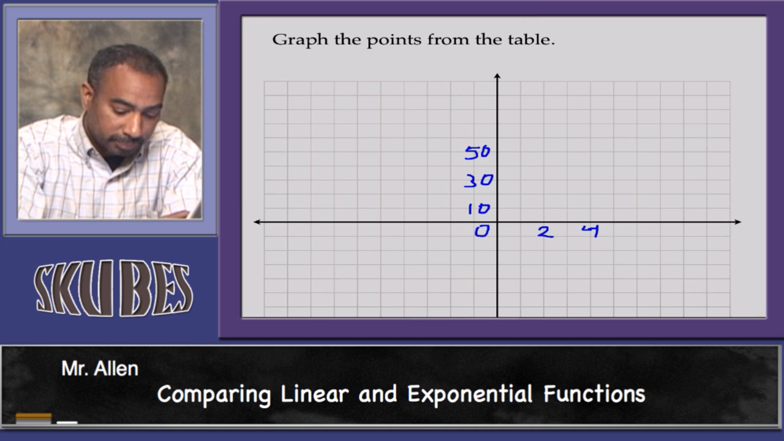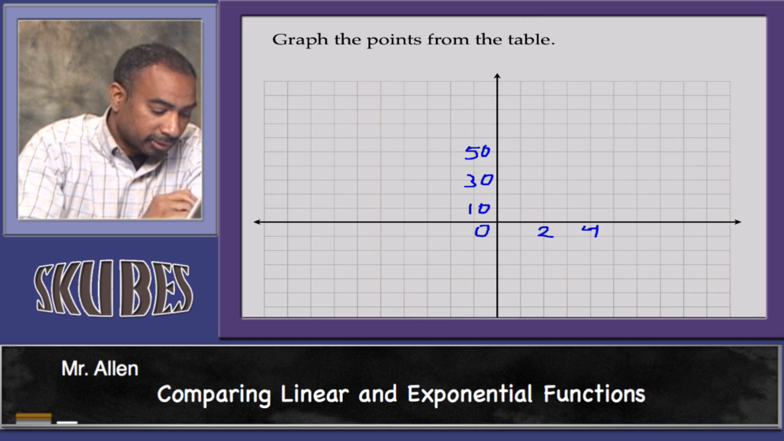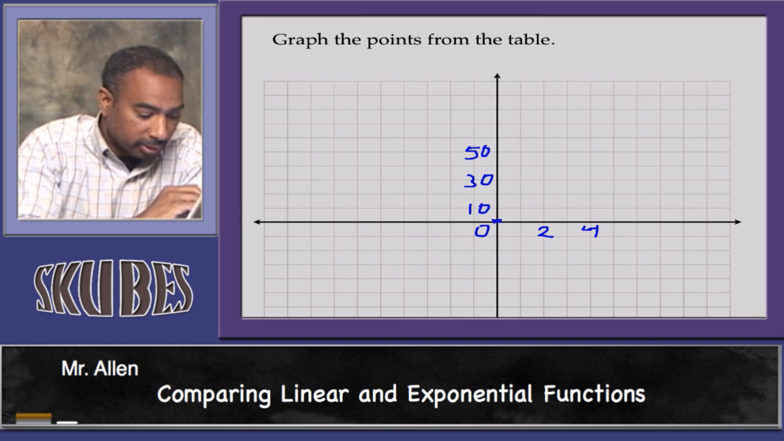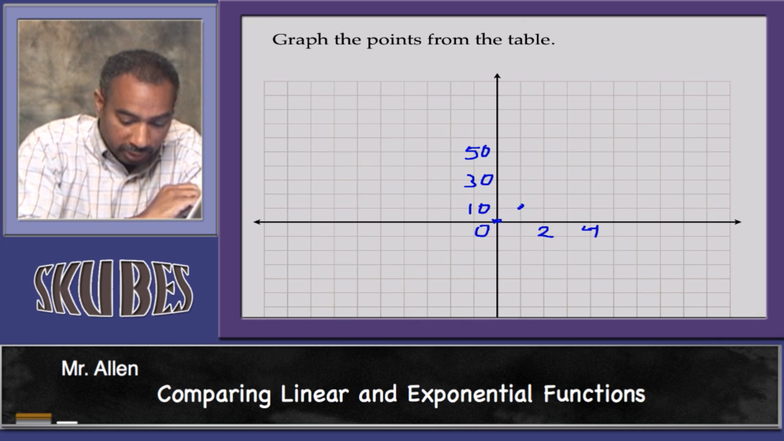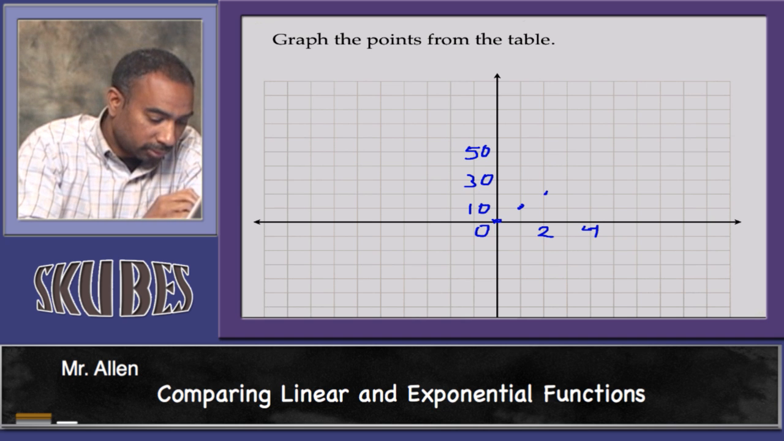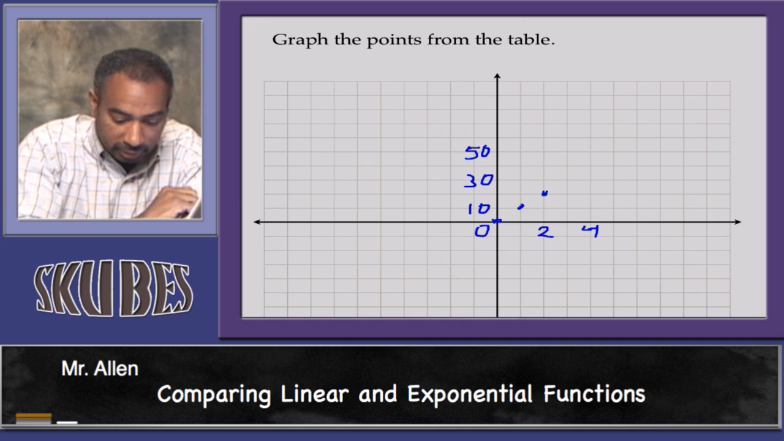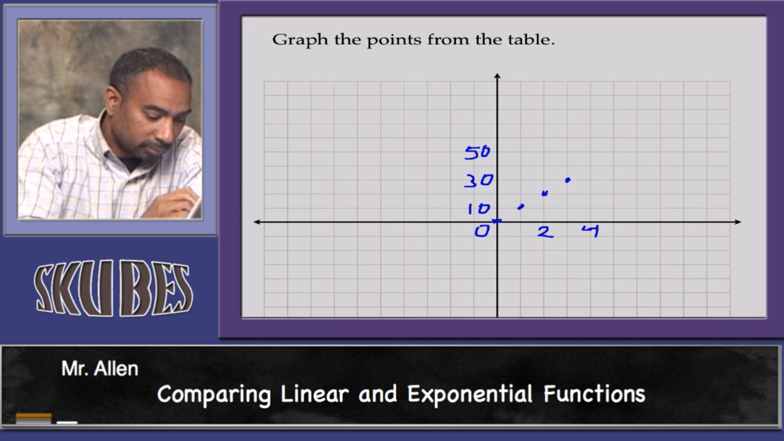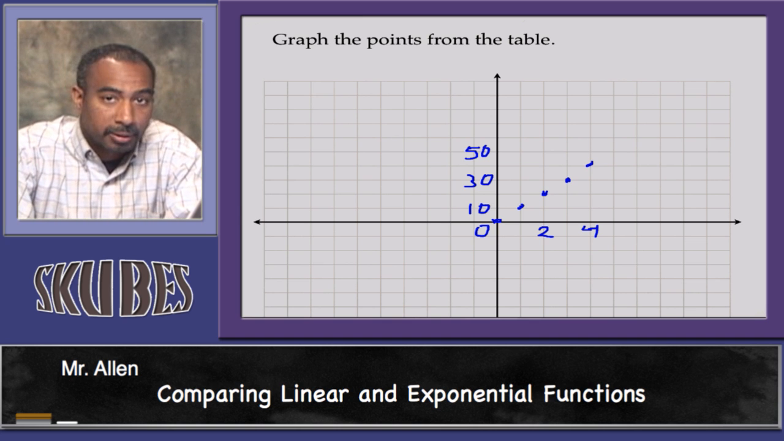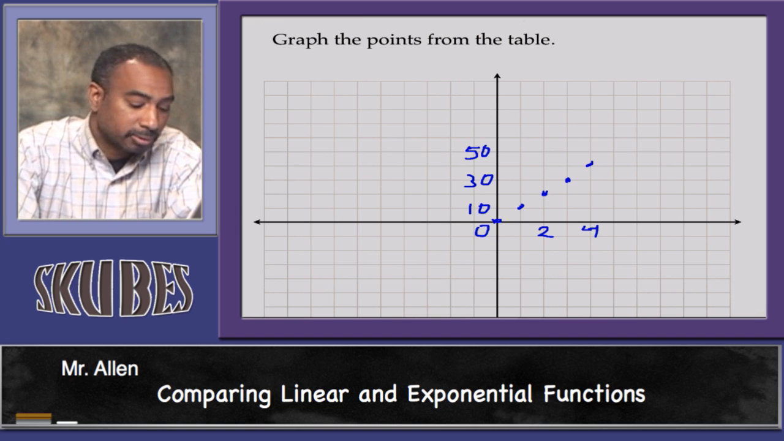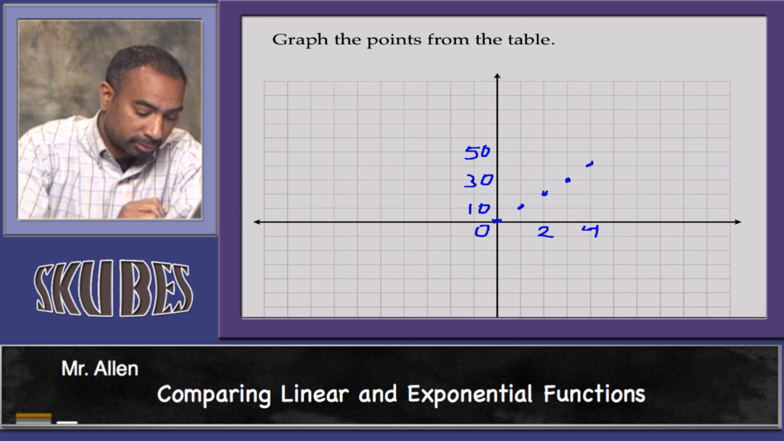Graph the points from the table. Okay, so we had 0, 0. We had 1, 10. We had 2, 20. We had 3, 30. We had 4, 40. So if you look at that, those points line up. We call those collinear points because they line up to form a line.